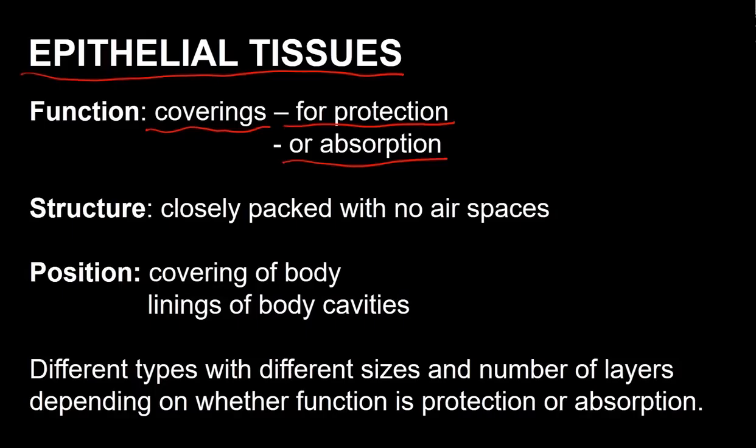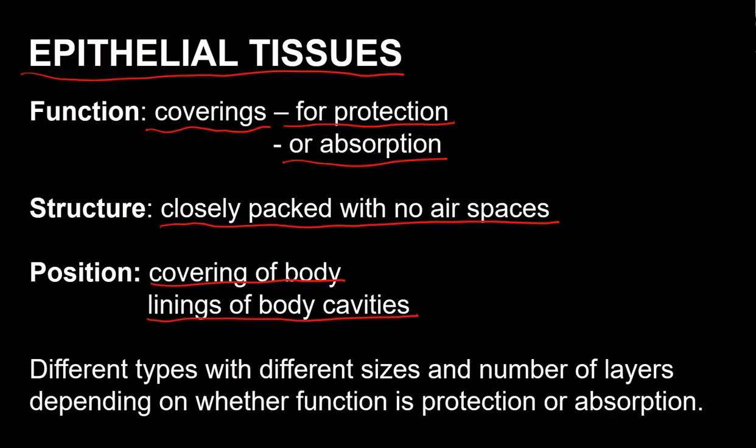Now, because its function is protection, the cells are closely packed. There are no air spaces because air spaces would allow substances to get into your body or blood to leak out of your body. Where do we find them? Covering the body, as I talked about the skin, and then lining the body cavity.